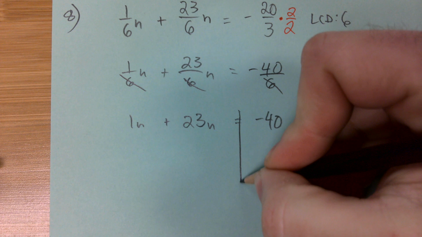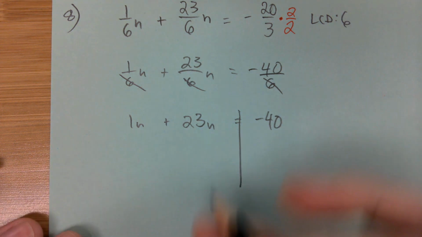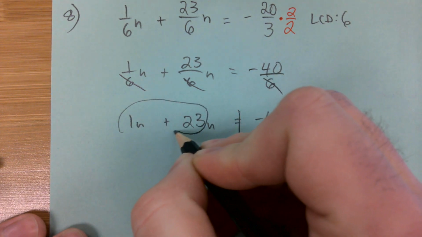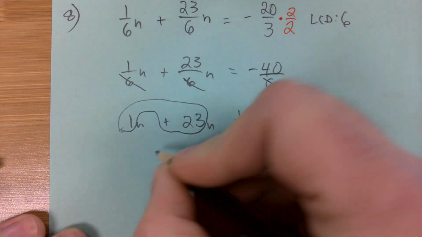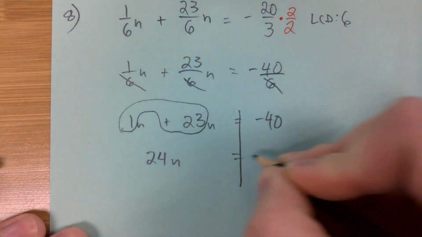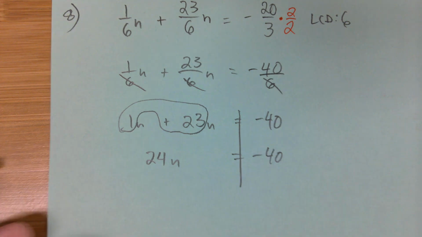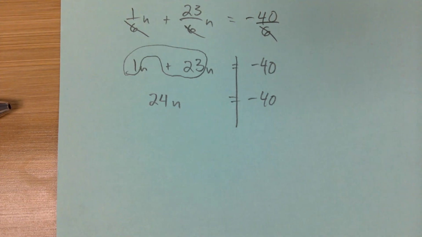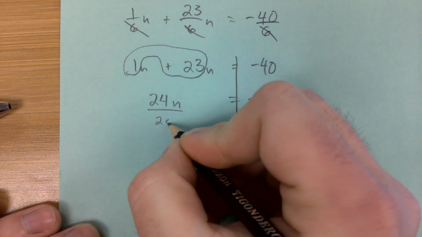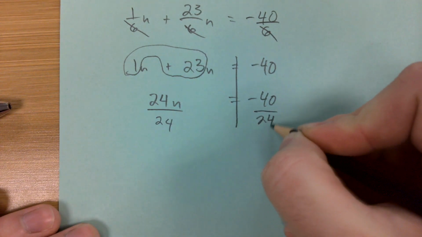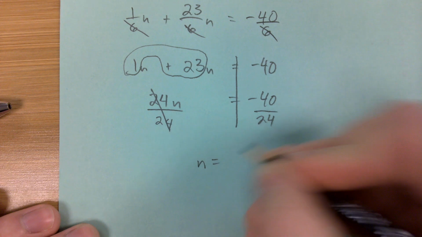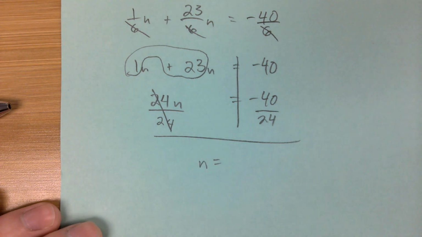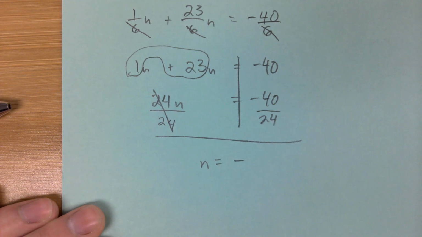Now that we've fraction busted, we'll solve our equation. We're going to combine these like terms because we have two variable terms here. And then what's the last step we need to do to both sides here? We're going to divide both sides by 24. That's right. 24s cancel out. What does negative 40 over 24 simplify to?